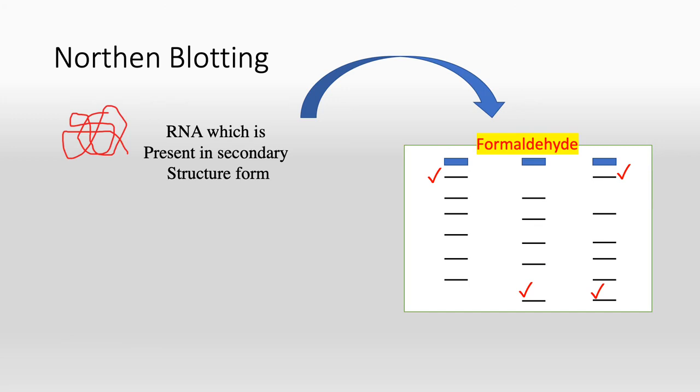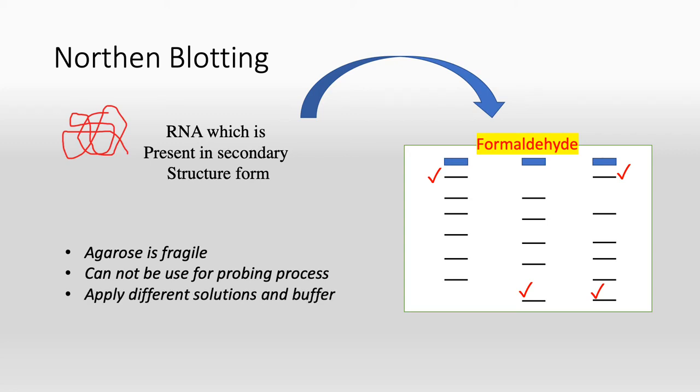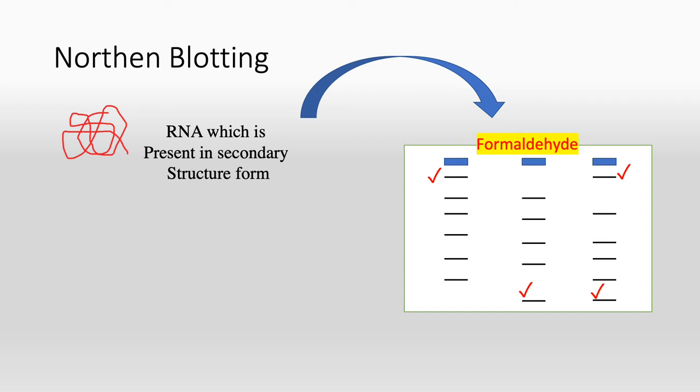But the question is, agarose gel is fragile, so we cannot use agarose gel for the probing process, because for the probing we need to apply different solutions and buffers and a little bit of weight, and all these things will not be enough for holding all those tensions by this agarose gel. So it is a better idea to transfer the content of the gel onto paper.